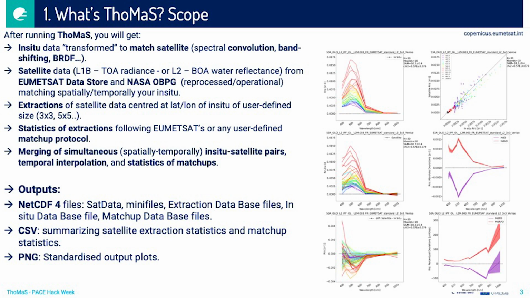Then the extractions. This step gets the satellite extractions according to your user-defined window, according to your protocol, and then gets the statistics of those extractions following this protocol. So getting the mean and standard deviation, flagging, removing outliers depending on what kind of protocol you're using. In the example of today, I understand you will be using the Bailey and Werdell 2006 protocol.